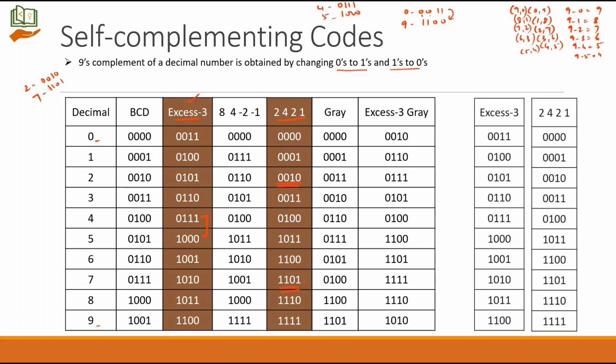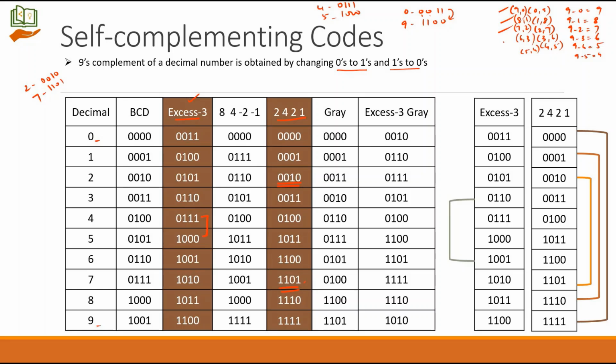So let's take the XS3 and 2421 codes. The 0th row and the 9th row are the complements as mentioned here. Then we have 1 and 8 together, 2 and 7 together, 3 and 6 together, and 4 and 5 together. So you can write the first 5 numbers and start finding the complements from the 5th number to the 1st number so that you will end up writing all the 10 numbers. So when they ask you whether a particular code is self-complementing or not, you have to write the codes and then check whether they are complementing each other.